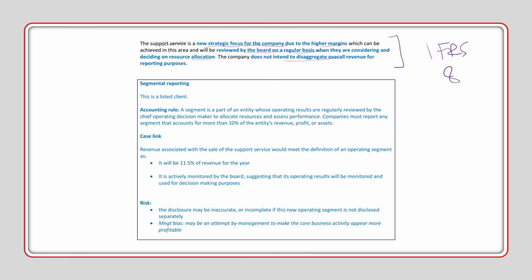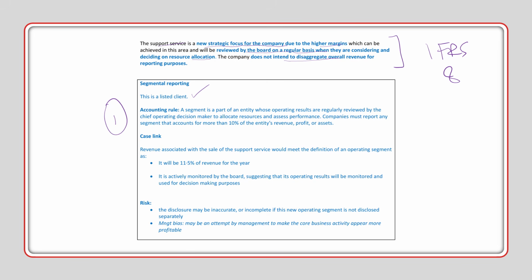So this is a listed client. I don't get a mark for saying it's a listed client. This is for the accounting rule. That is, a segment where the total revenue is expected to be more than 10% and its performance and resource allocation is being reviewed must be reported as a separate segment.